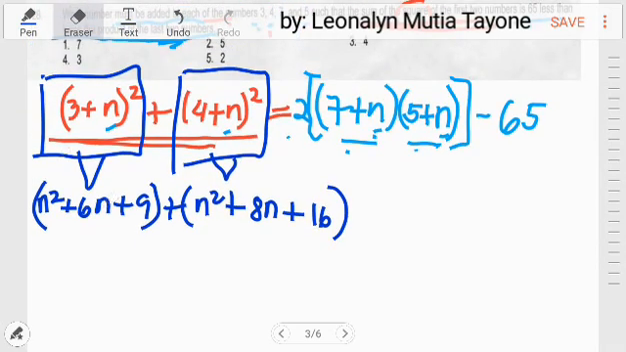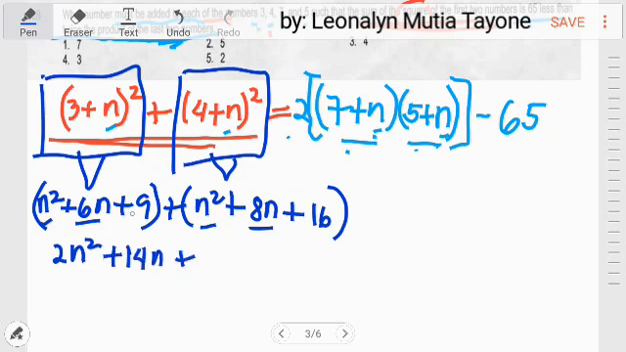Ngayon, dito muna tayo. I-solve natin ito by adding yung mga like terms. N squared plus n squared, that is 2n squared. 6n plus 8n, that is 14n. Plus 9 plus 16, that is 25. Equals. Ngayon, dito tayo sa kabila.